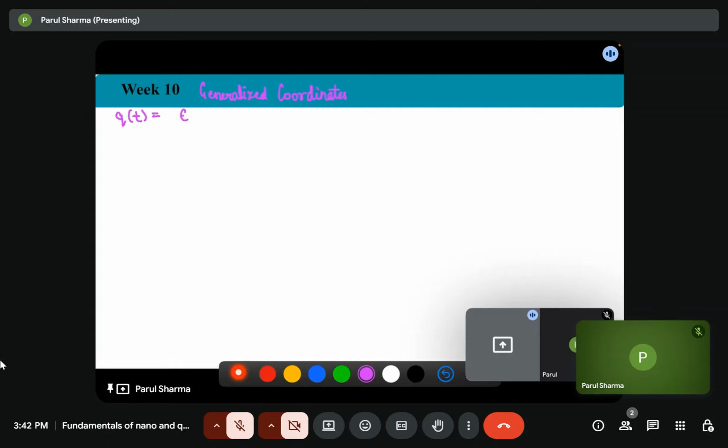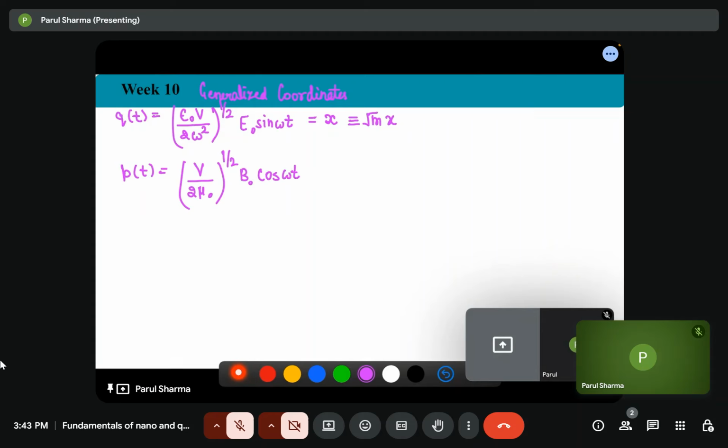Q(t) is equal to root of epsilon naught V upon 2 omega square times E naught sine omega t. We can define it as X. Similarly, P(t) is root of V by 2 mu naught times B naught cos omega t, like P_x by root m.